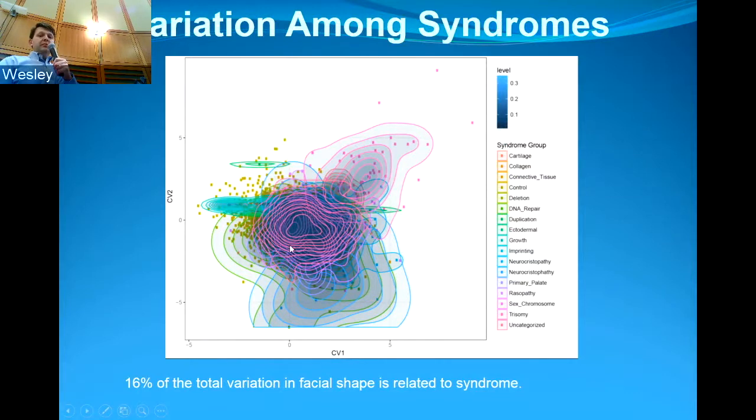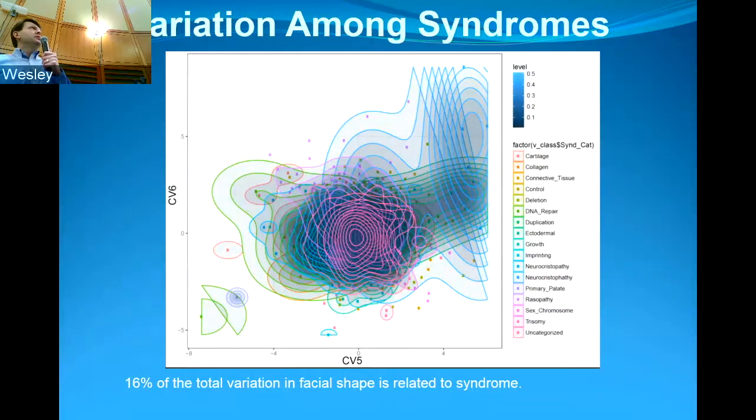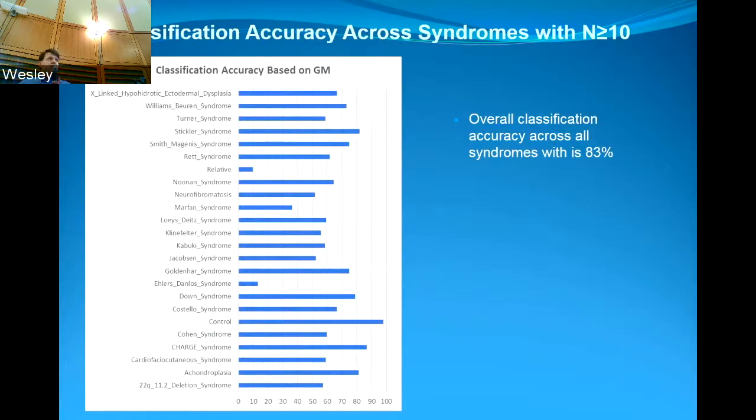So for example, the trisomies are off here in this area. Most of this is Down syndrome, and that's on the first canonical variant. Look at the second canonical variant here, the blue region. This is all neurocristopathies, Treacher Collins syndrome, and other related neurocristopathies that are separating, interestingly, not just from controls, but also separating as a group, which is quite interesting. And here's the 5th and 6th canonical variant, also showing some of the smaller effects. And so there's a lot of variation in the data associated with syndromes.